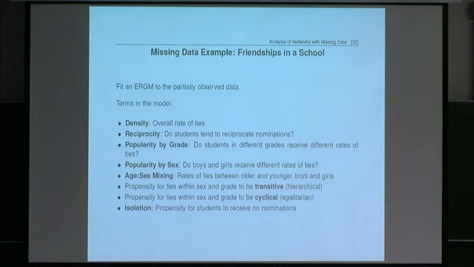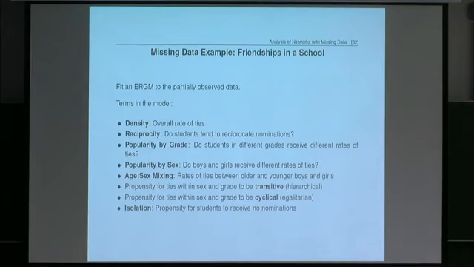Okay, so to fit the ERGM model, the final model, and I'm not going to talk at all about model selection here, that's sort of a question for a different talk, but the final model that Guile and Hancock used had 21 different terms. They put in network structure terms like density and reciprocity, and then down here transitivity, which is indicative of a hierarchical structure, and cyclicality, which is indicative of a more egalitarian structure, and isolation, so students having no ties. And then they also added in covariates for popularity by grade, popularity by sex, and then these sort of differential age and sex mixing terms.